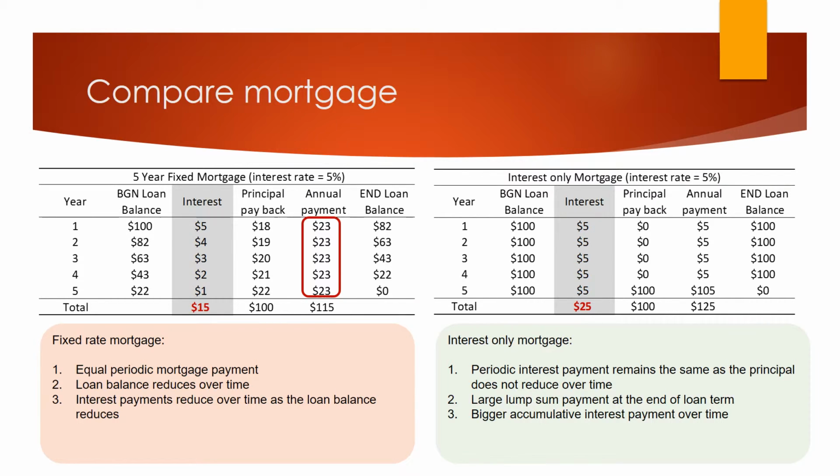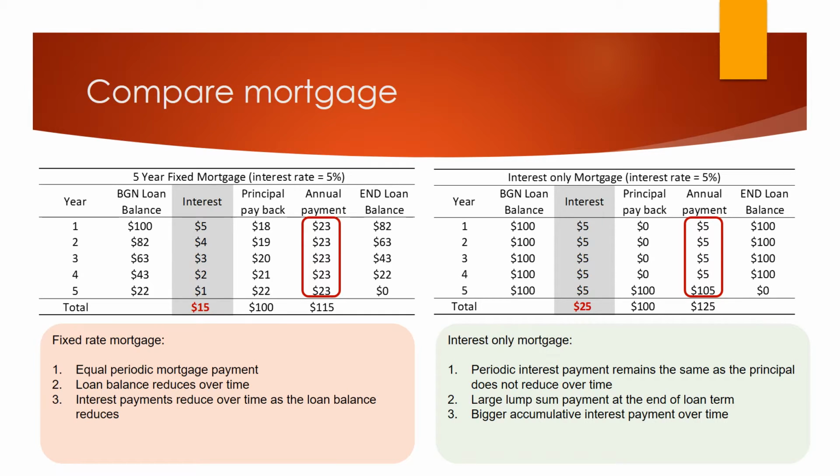On the other hand, for an interest-only loan, the mortgage payment each year is smaller, $5 per year, because the mortgage payment does not include principal paydown. So 100% of the mortgage payment is interest expense. However, the borrower needs to come up with $105 at the end of year 5 to pay down the entire loan and year 5 interest. So this creates cash flow challenges.